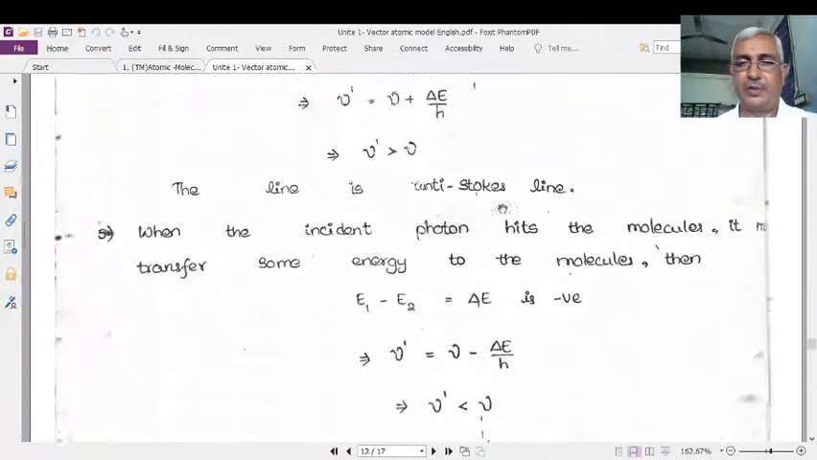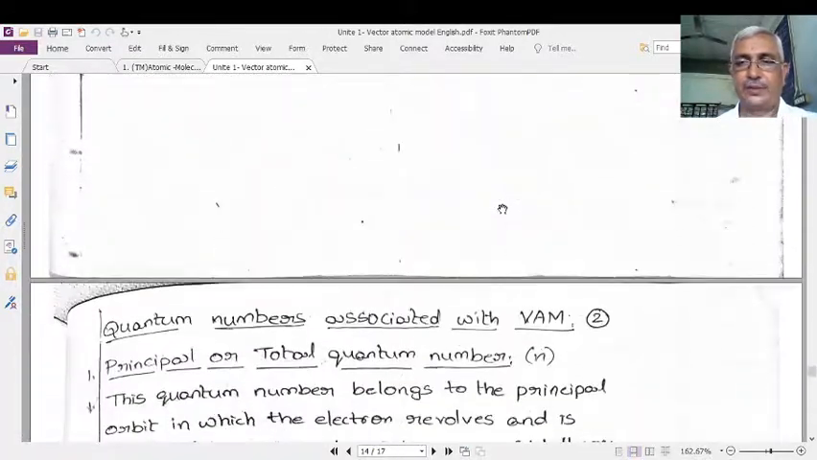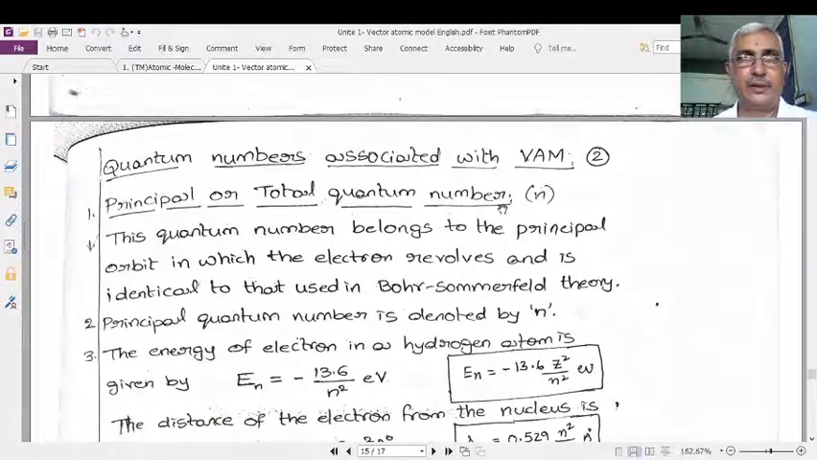For example, if you want my address, we can say residing in India, in Andhra Pradesh, located in West Godavari, in Nedavolu, he is there in SVRK Government Degree College. Likewise, there are step by step lines of address. Similarly, quantum numbers associated with the vector atom model also give the address, location, or state of motion of the electron.